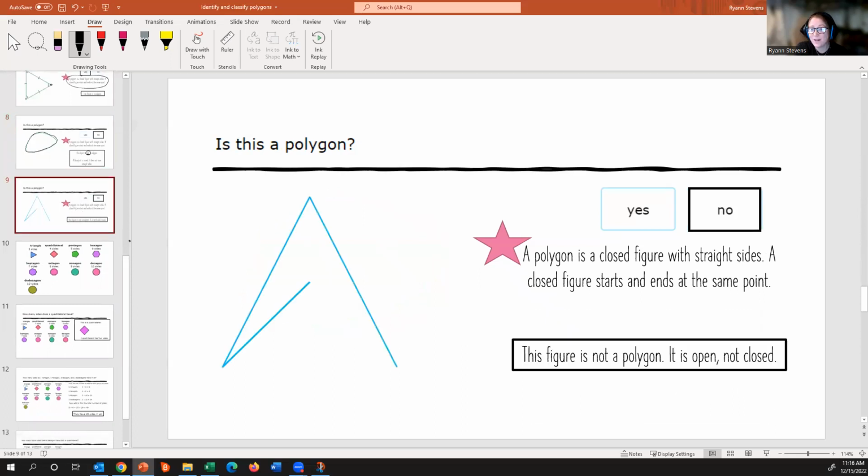So remember, a polygon is a closed figure. If we start at this point here, trace this figure and go up and over this way, we stop at this point and those points do not connect. And so that leaves this figure open. A closed figure is going to start and end at the same point. Since this is not closed, this would not be considered a polygon.